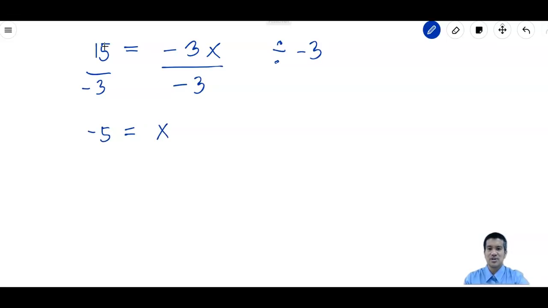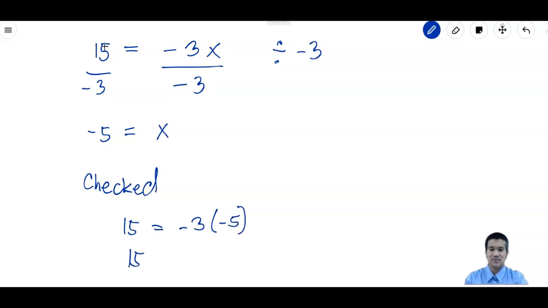So when we're going to check again, going back to checking, we will have now 15 is equal to -3, and then the value of x is -5, so therefore we will get 15 equals to 15. Okay, so once again we review.